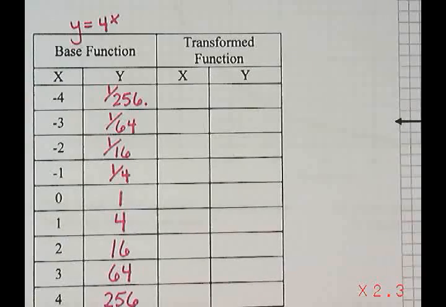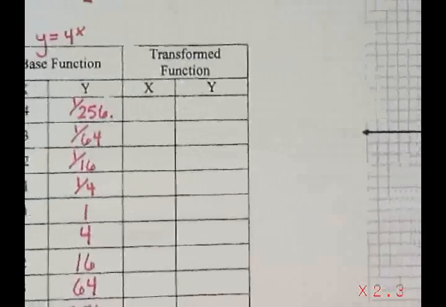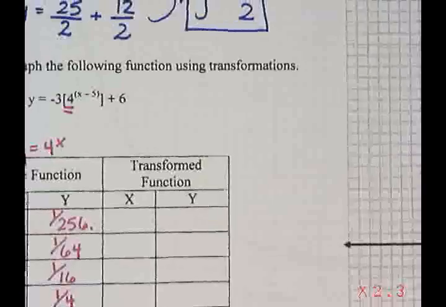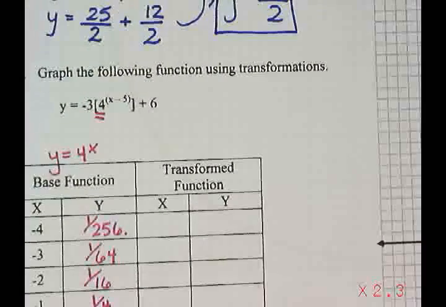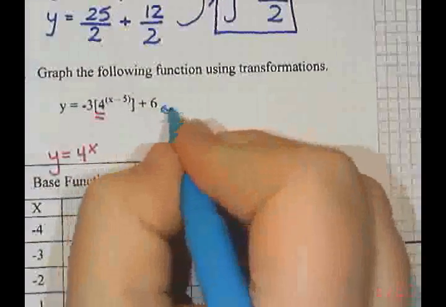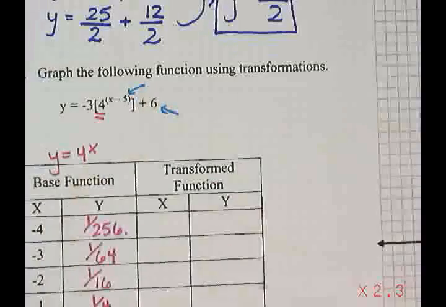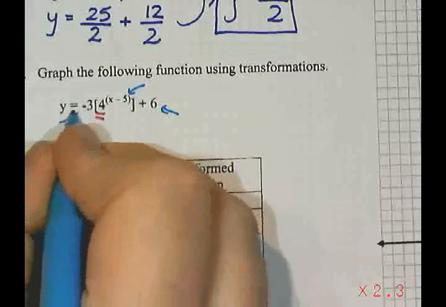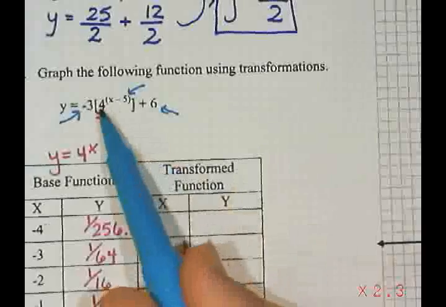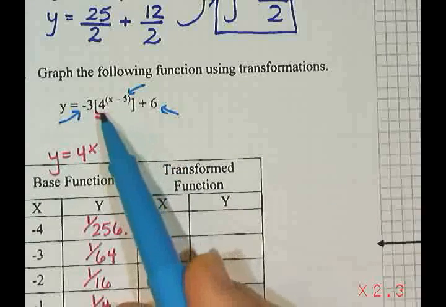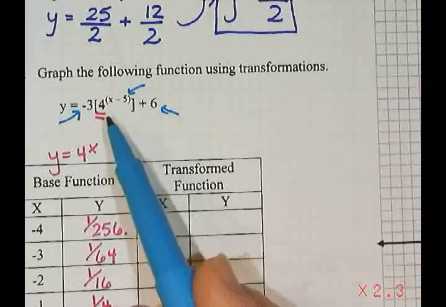All right, to do the second part, we want to look at the transformations of our function. So when I take a look, I see I have a 6. I have that minus 5 in the bracket there. I have the minus 3. And I do have the 4, but the 4 is not a transformation. The 4 is the base.